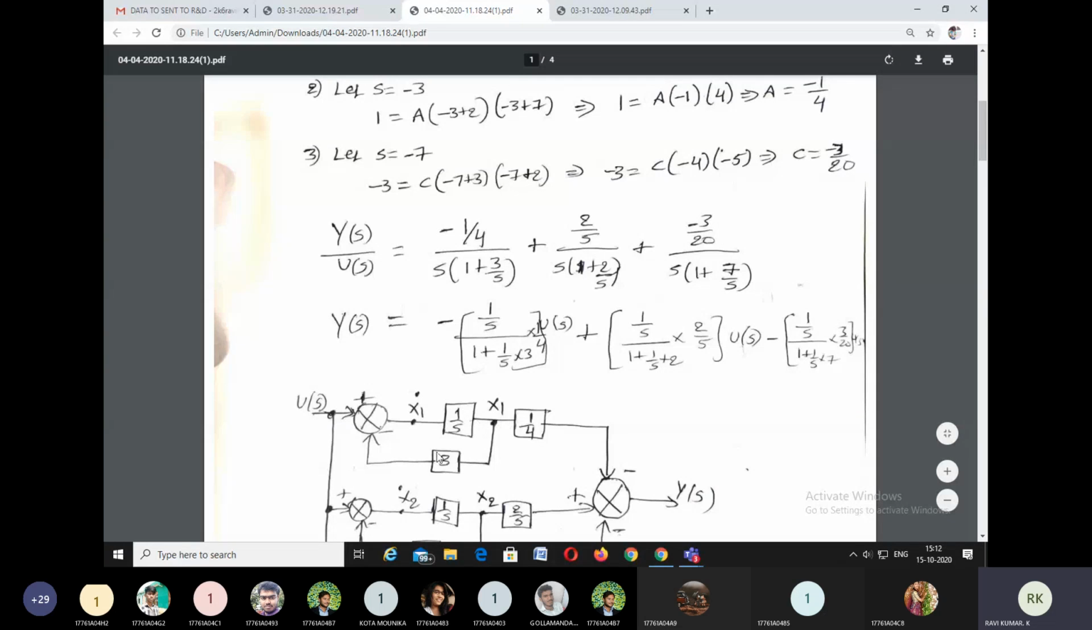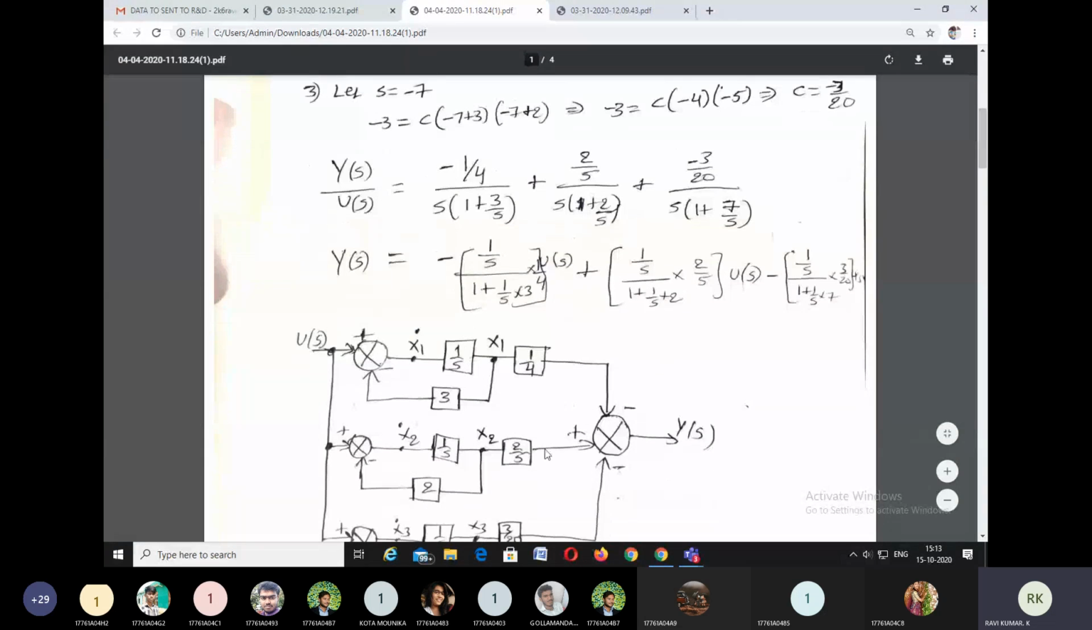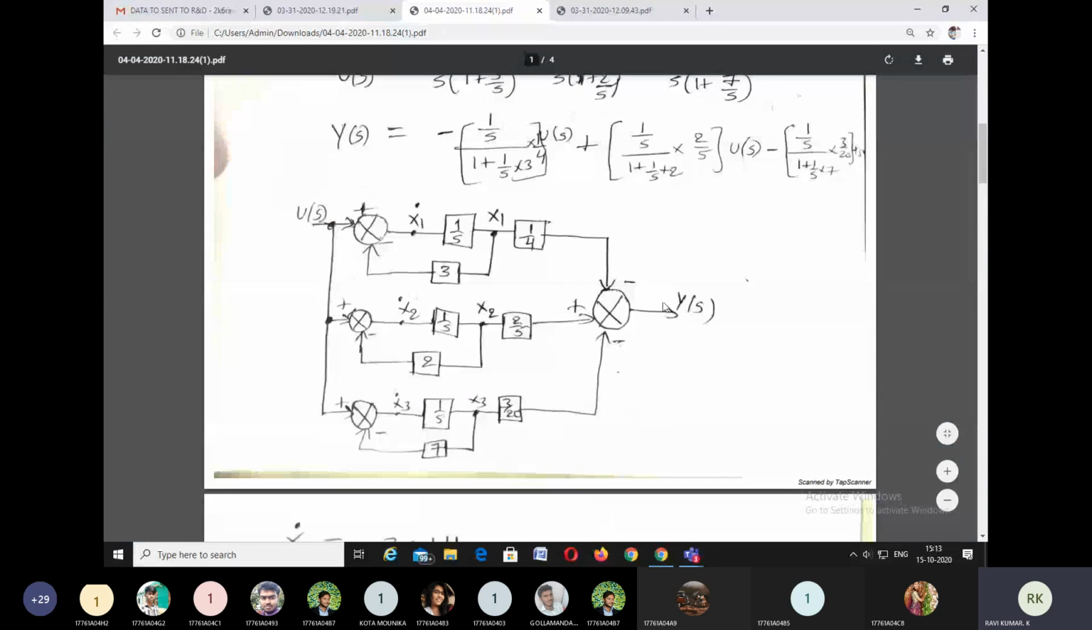So for this block we will get G(s) by 1 plus G(s) into H(s), multiplied with 1 by 4, and this term is adding with the second term. The second term is also G(s) by 1 plus G(s) into H(s), which is multiplied with 2 by 5. So I am writing 2 by 5 here. Here minus is there, so I am writing minus, here plus is there, so plus, and here minus is there, so minus. So this is the diagram I have constructed.